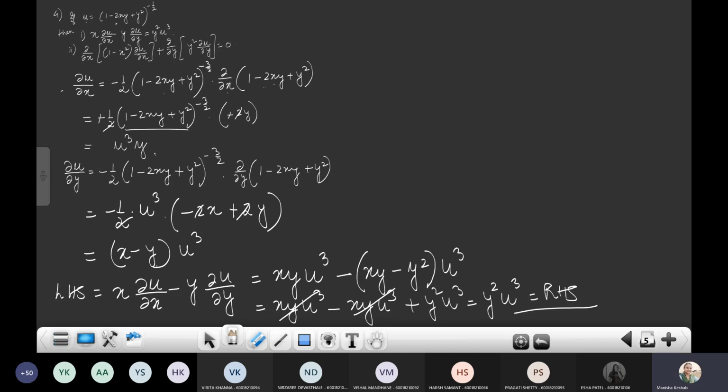Is this clear? So we simply followed the question. That's all. Whatever is there given in the question, that is what one by one we started finding. I hope this is clear.